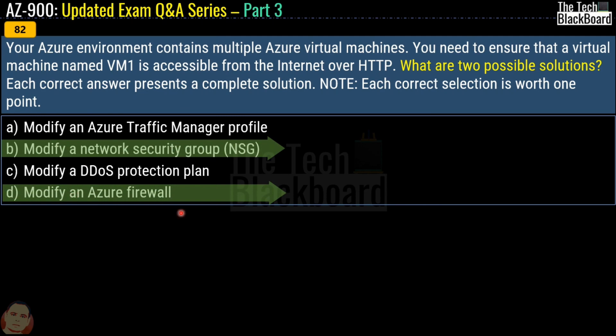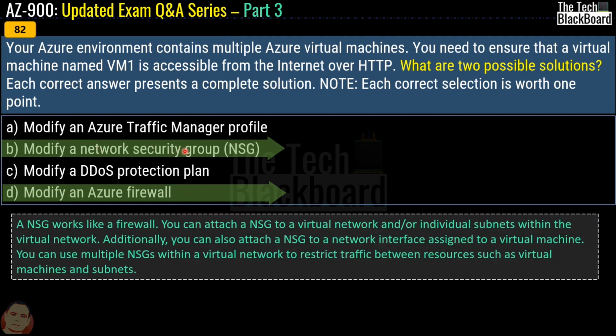Now let me give you a little bit more details on Azure Network Security Group. So Azure Network Security Group acts as a firewall and you can attach NSG to a virtual network or individual subnet within the virtual network. Additionally, you can also attach NSG to a network interface assigned to a virtual machine. Also, it's important that you note that you can use NSG within a virtual network to restrict traffic between resources such as virtual machines and subnets. Network Security Group and Azure Firewall are two very important concepts when it comes to security of your virtual machines, network, and subnets.